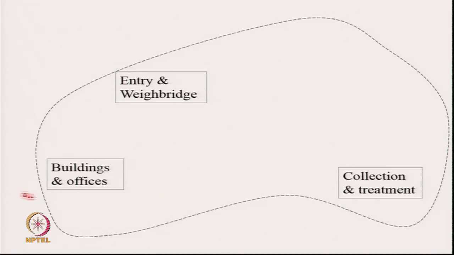As I said, the buildings and offices you might want to put here because the wind direction was in that side. And all leachate and surface water drains are going to run like that under gravity. So your collection systems will be here, right? Collection systems will be here.